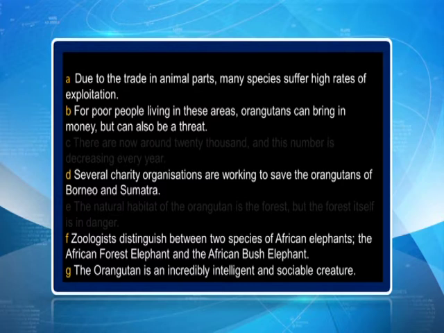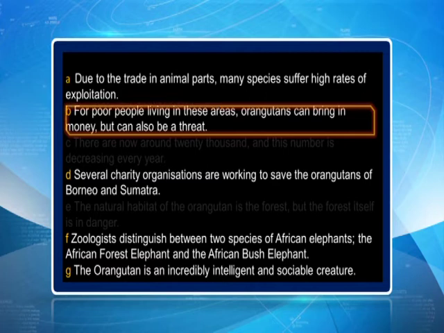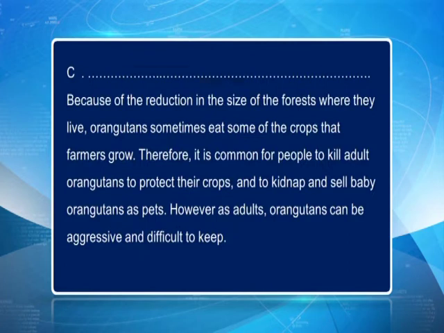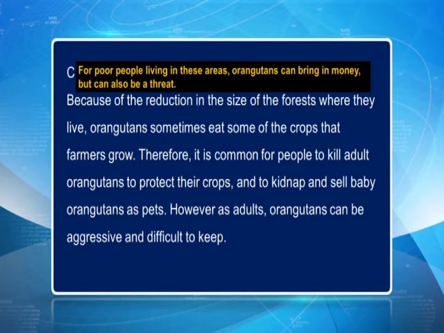But how about B? For poor people living in these areas, orangutans can bring in money but can also be a threat. So this sentence talks about how orangutans could be a source of income to some farmers because they sell them. And the last part of the sentence says that sometimes they can be a threat, and this is what our paragraph talks about. So this is the best sentence to complete our paragraph. For poor people living in these areas, orangutans can bring in money but can also be a threat. So this is the right paragraph for this sentence.